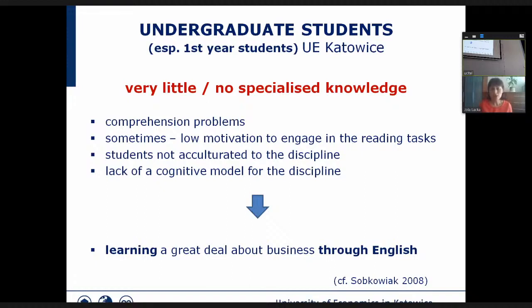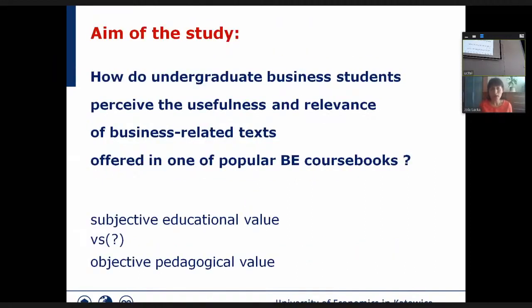The students are not sufficiently acculturated to the discipline of business and economics. They lack the cognitive model for the discipline, which means that they learn a great deal about business through English before they learn about the same things in their business-related courses. So the aim of my study was to investigate how the undergraduate business students perceive the usefulness and relevance of business-related texts offered in one of popular business English course books, which is Market Leader.